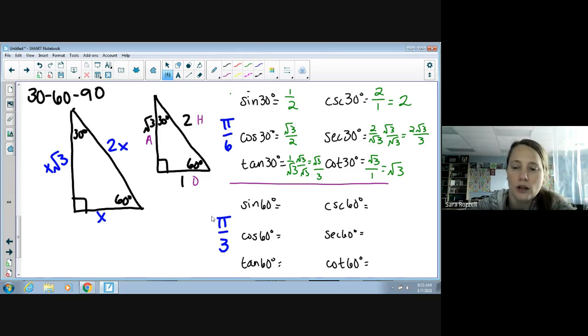All right, so let's go ahead and now we're going to do the 60 degrees. The thing that switches is our adjacent and our opposite. So now for 60 degrees, opposite is √3 and adjacent is the 1.